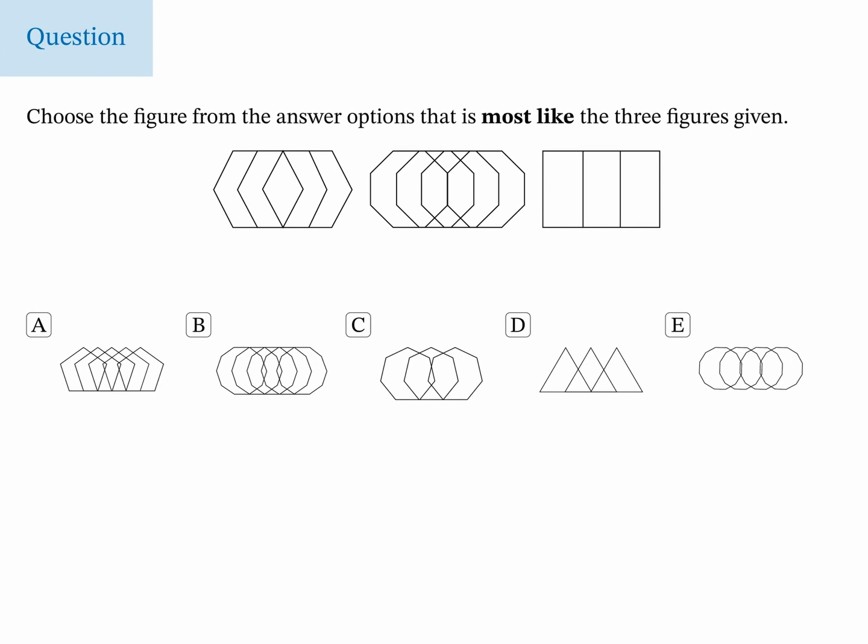So let's go with this one here. Now remember, the question text is exactly the same as it was earlier. Choose the figure from the answer options that is most like, but this time it says the 3 figures given, because now we do have 3 figures, 1, 2, 3. And we've purposefully included some of the most tricky questions at the end, but I am going to give you some time once again to have a think about this and see if you can figure out which is the answer option. So here is your poll.